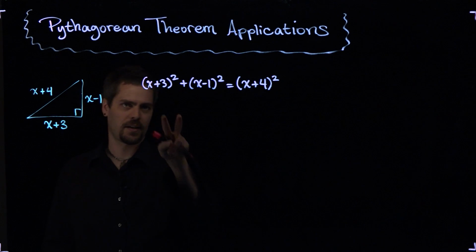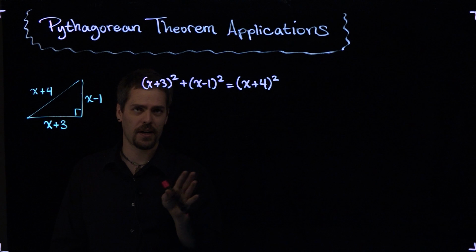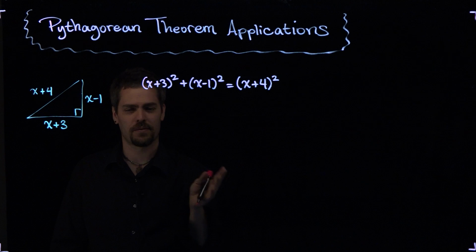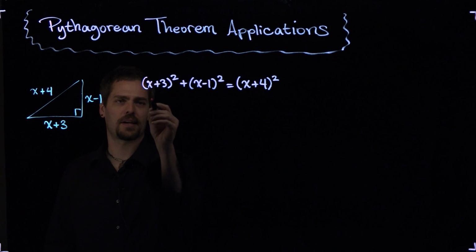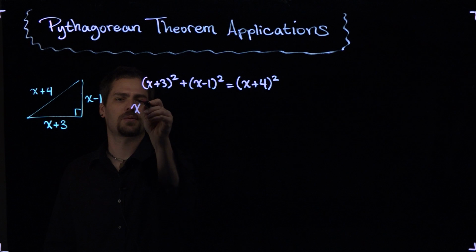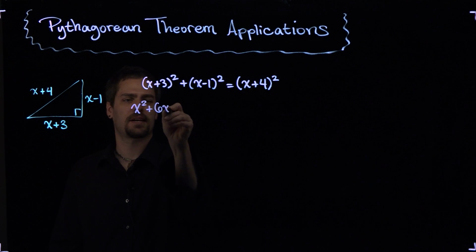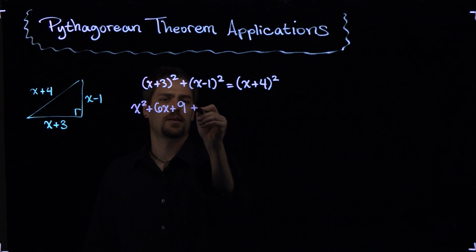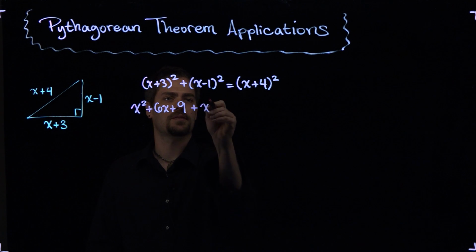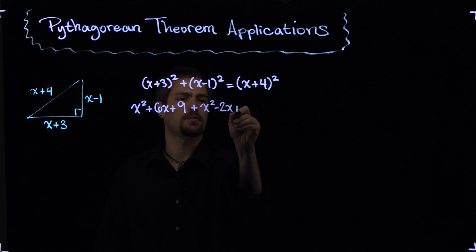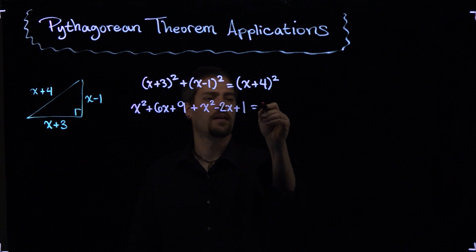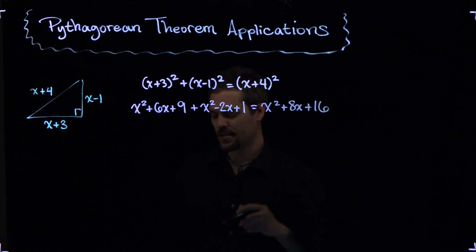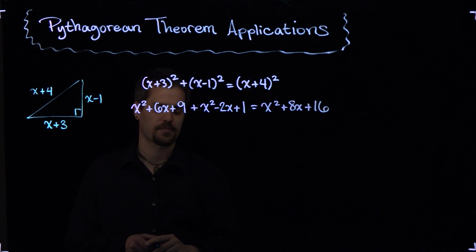Now if you remember, the square of a binomial comes out to a trinomial where you have a 2ab in the middle. It's a perfect square trinomial. So we've talked about that. I'm just going to go ahead and crank this out. So x plus 3 quantity squared, that gives me x squared plus 6x plus 9. The x minus 1 quantity squared gives me a plus, here's my plus from there, x squared minus 2x plus 1. And on the right side, I've got x squared plus 8x plus 16. Again, using my knowledge of perfect square trinomials.